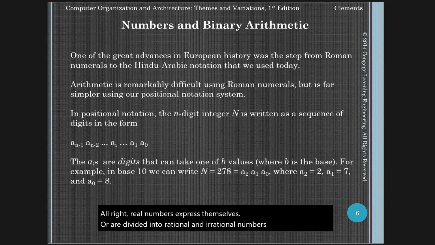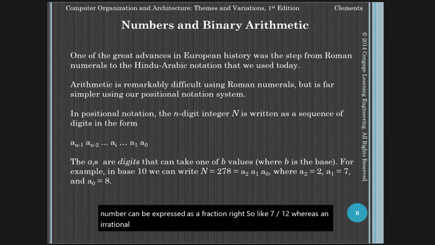A rational number can be expressed as a fraction, right? So, like 7 over 12, whereas an irrational number can't be expressed as one integer divided by another, such as pi or the square root of 2, right? Hopefully I'm not getting you too in the weeds right now with the math.